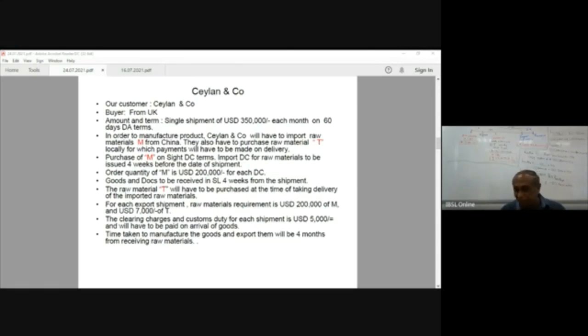Rightly, this is like this. You asked me the export bill purchase. Why can't we do it? Correct me if I am wrong. What I understood from what you have asked is, if the export bill is 90 days DA, why can't we do the acceptance?